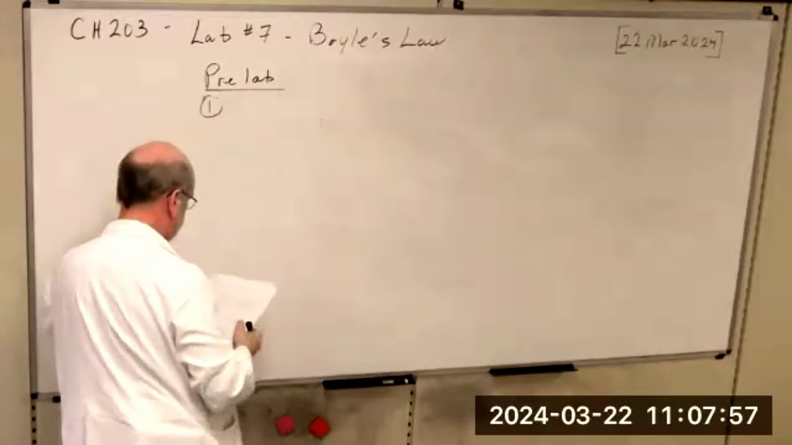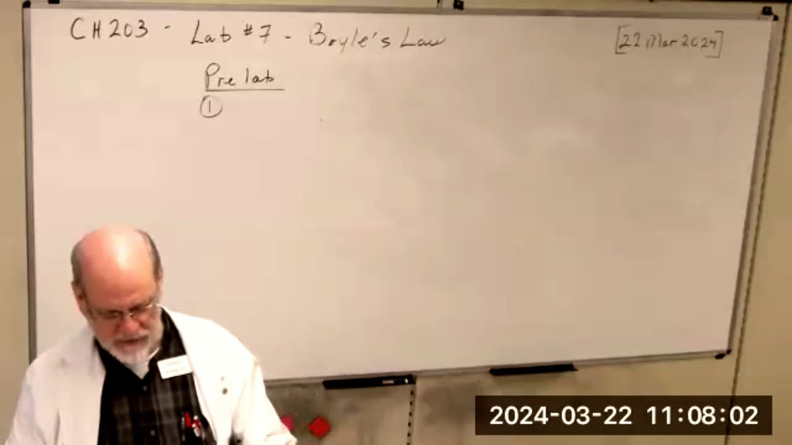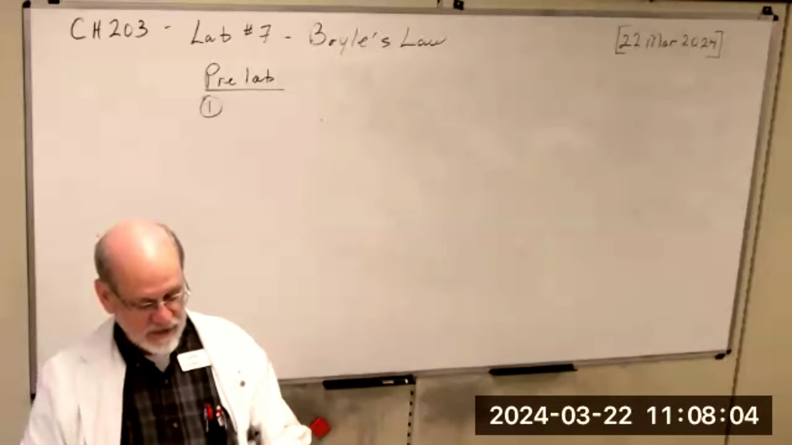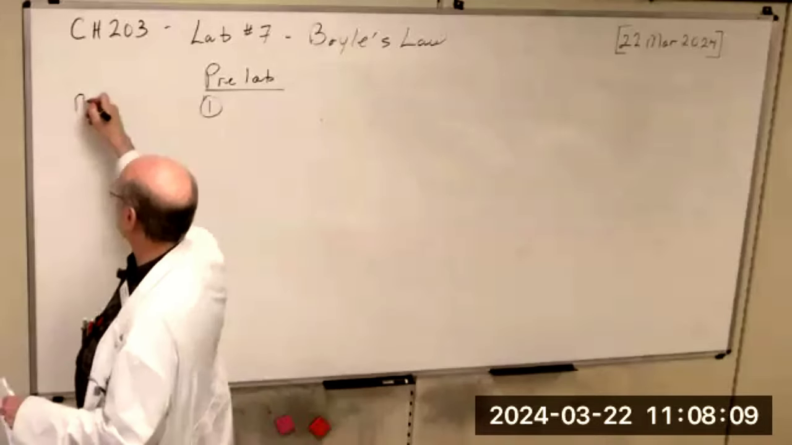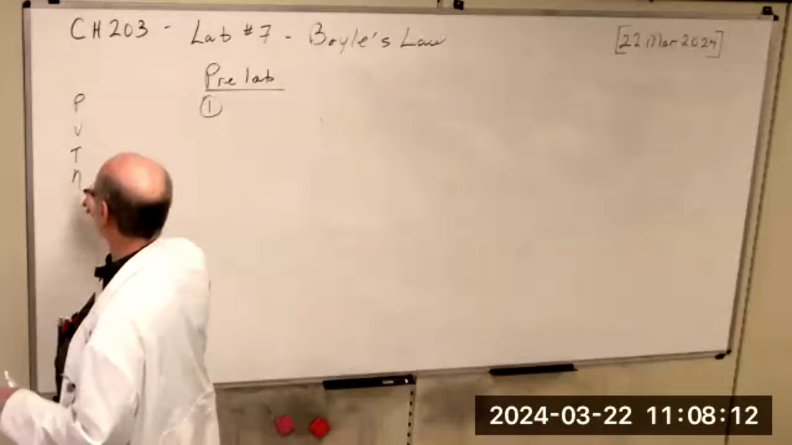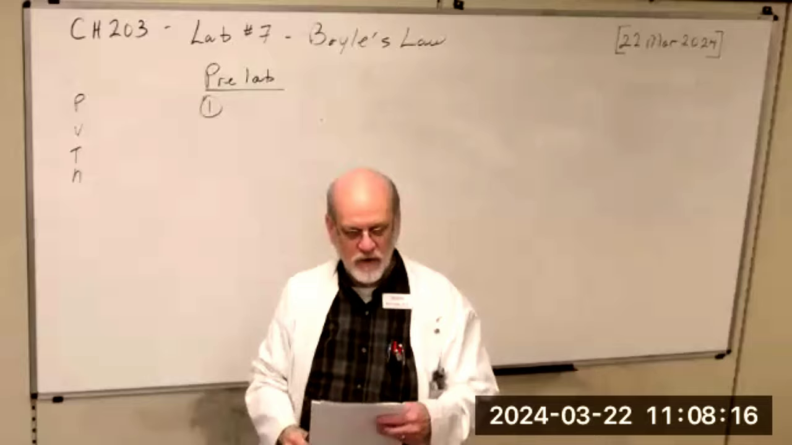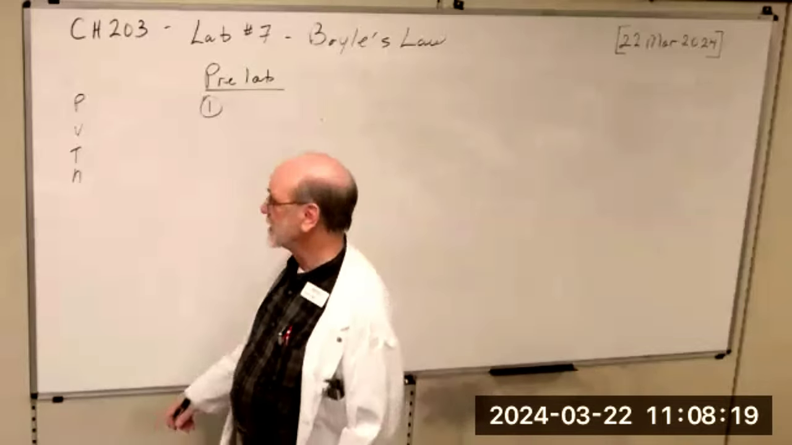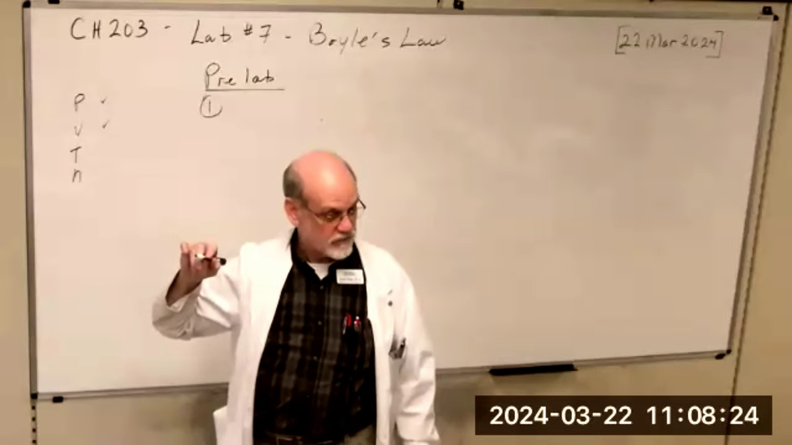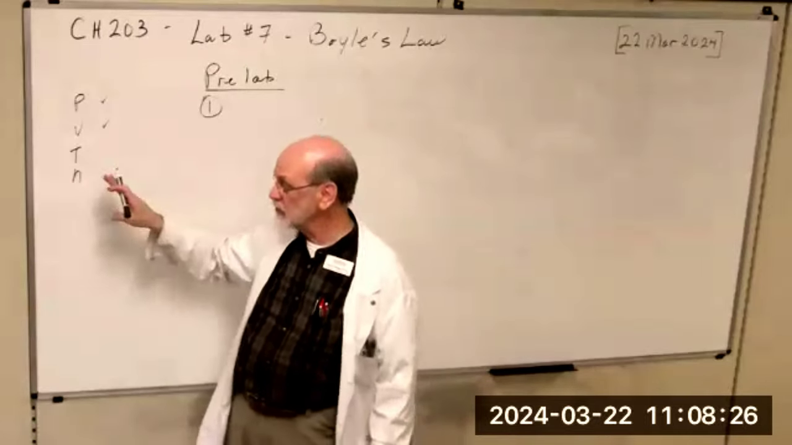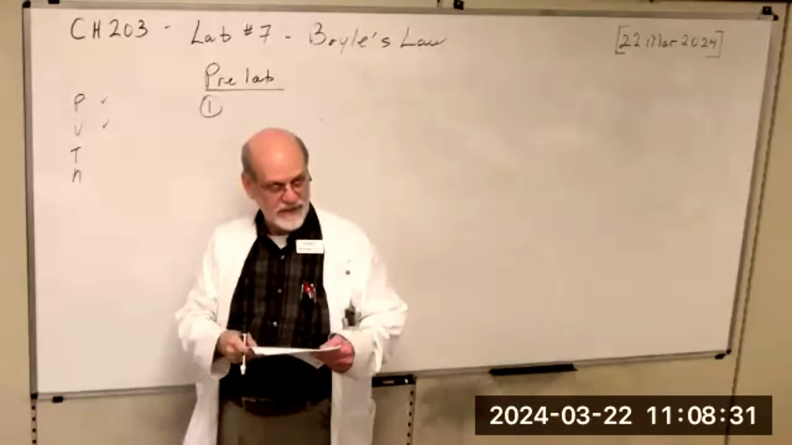Pre-lab number 1. According to our modern understanding of gas laws, there are 4 measurable properties of a gas. These variables are pressure, volume, temperature, and moles. I put that on the board when we first talked. In Boyle's law, which 2 of the variables are held constant? If you allow pressure and volume to vary, those are your variables, then the other 2 must be constant. Temperature and moles.